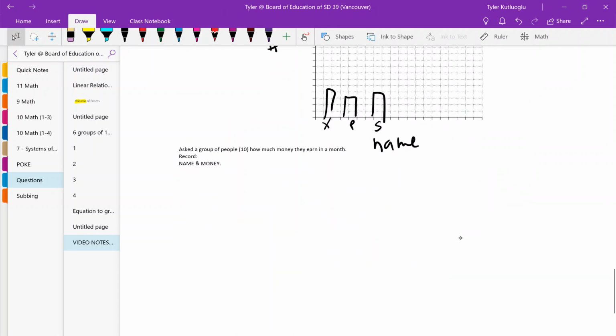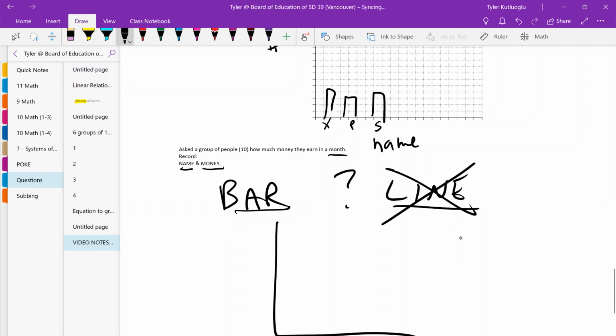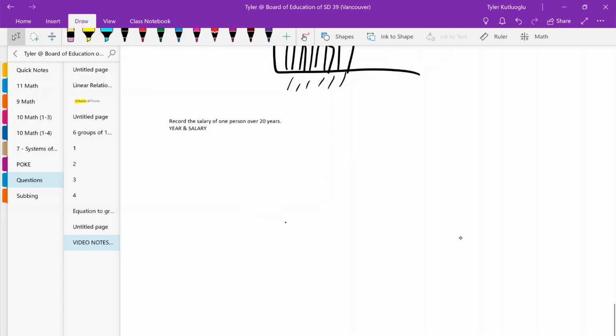So now let's look at this one, and you think, which one should we use? Should we use a bar graph? Should we use a line graph? You asked a group of 10 people how much money they earn in a month. And you're going to record the name of each person and the money. So, does that make sense to do a bar graph or a line graph? Oops, my bad. You're going to do a bar graph. So you're going to write their names along the bottom, and then each person's going to get their own bar. Because each name is its own thing. They're all separate.